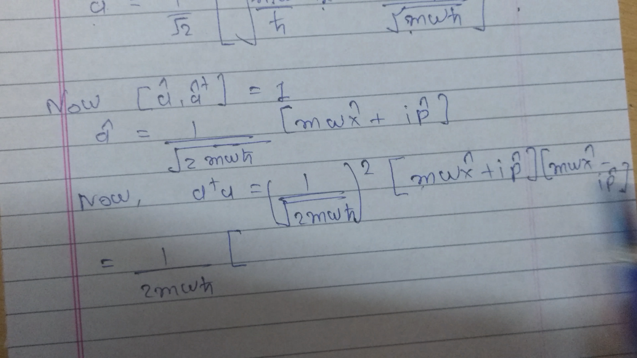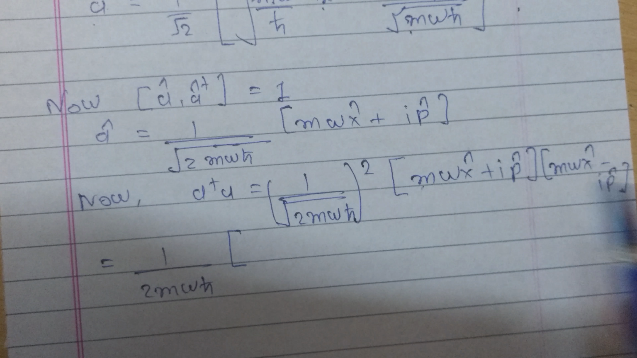To derive a wave equation for that particle, let's first note that the square root of h cut by m omega has the dimensions of length, and the square root of m omega h cut has the dimension of momentum. Okay, we know this.